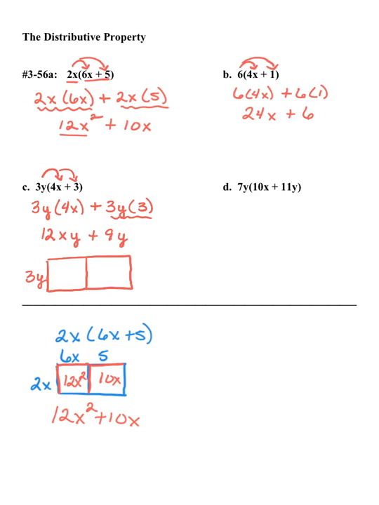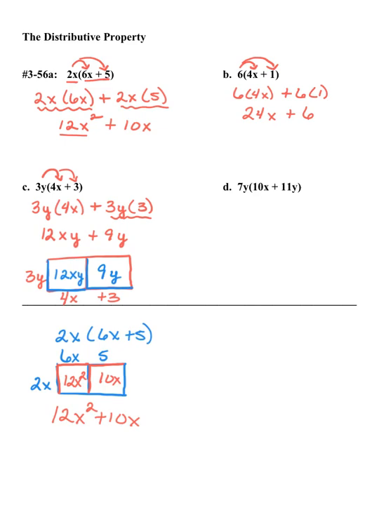The other side is split into two parts, 4x plus 3. Finding the area of each individual block, we have 3y times 4x, which is 12xy, which is what I got before. And then 3y times 3 is 9y. So I'm getting the same answer.